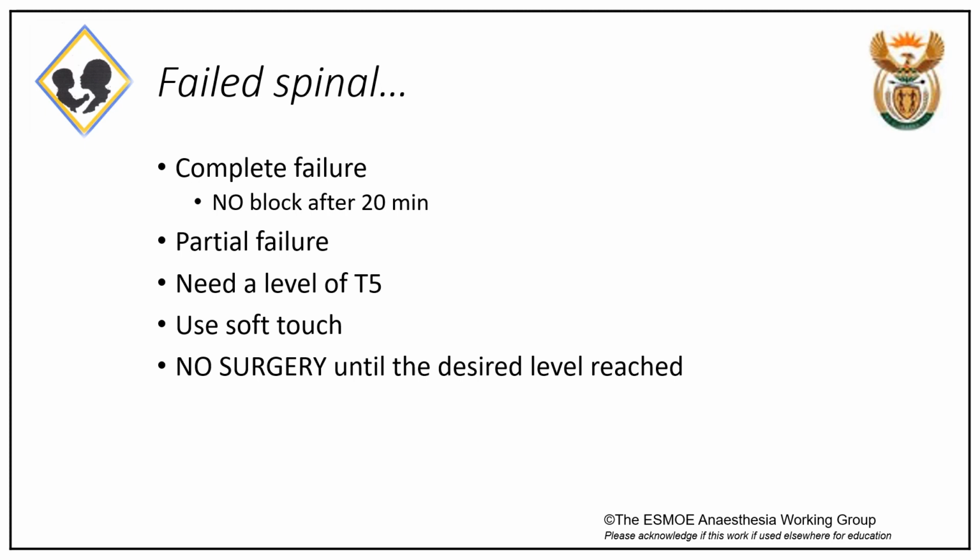The spinal level is tested by using soft cotton gauze to test sensation. The motor block can be tested by asking the patient to lift her legs. A sensory level of T5 is needed before surgery is allowed to start. Spinal anesthesia failure can be either complete or partial.